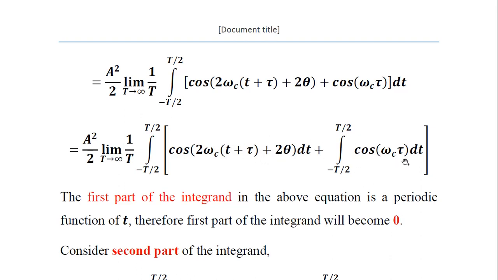So integration between these particular limits, the separate cosine term we are going to perform on this. So first term integration plus second term integration, but the limit is common for both these things, inclusive of the A squared by 2 term.